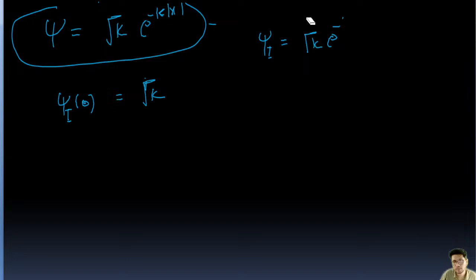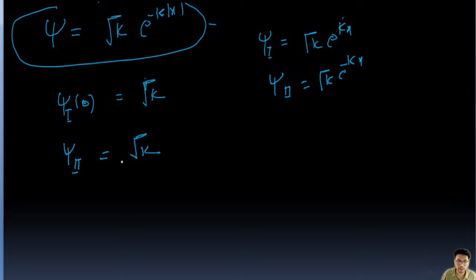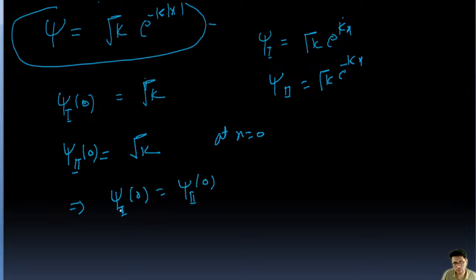And psi 2 is root k e to the power minus kx. So psi 1 at 0 is going to be root k, and psi 2 at 0 is going to be root k, right? So from here we can see that at x equal to 0, psi 1 at 0 equals psi 2 at x equal to 0, both are equal.